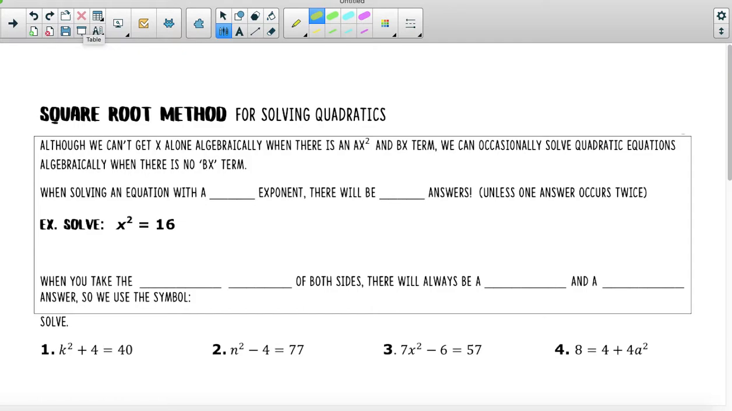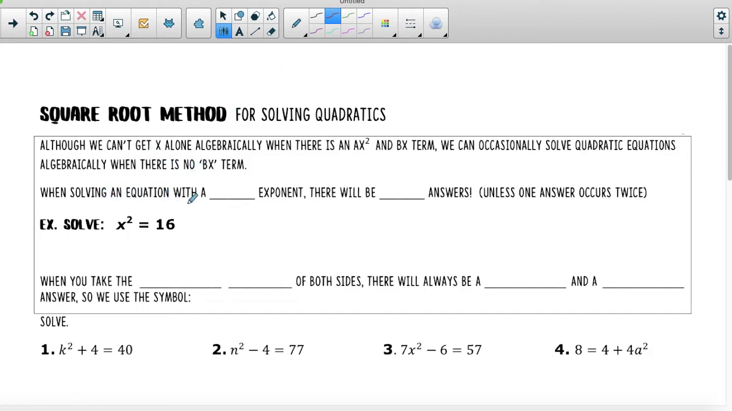This video is on solving quadratic equations. We're going to be using the square root method for solving quadratics. The square root method is a little different than just factoring. So, although we can't get x alone algebraically when there's an ax squared and a bx term, we can occasionally solve quadratic equations algebraically when there is no bx term.